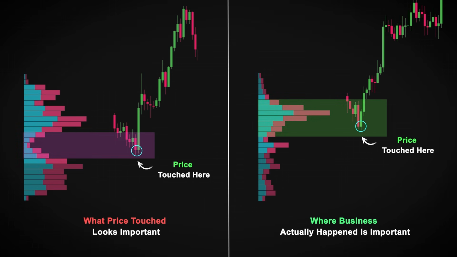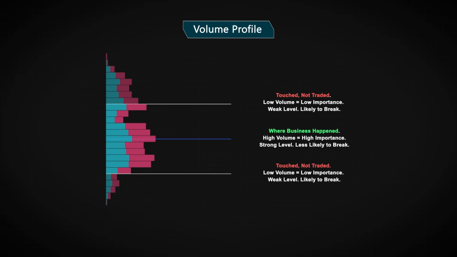A level price touched and a level where the market actually did business, they look identical on your chart. But they behave nothing alike, and volume profile is the one tool that tells them apart. Fair warning though, once you can see the difference, you kind of can't unsee it.